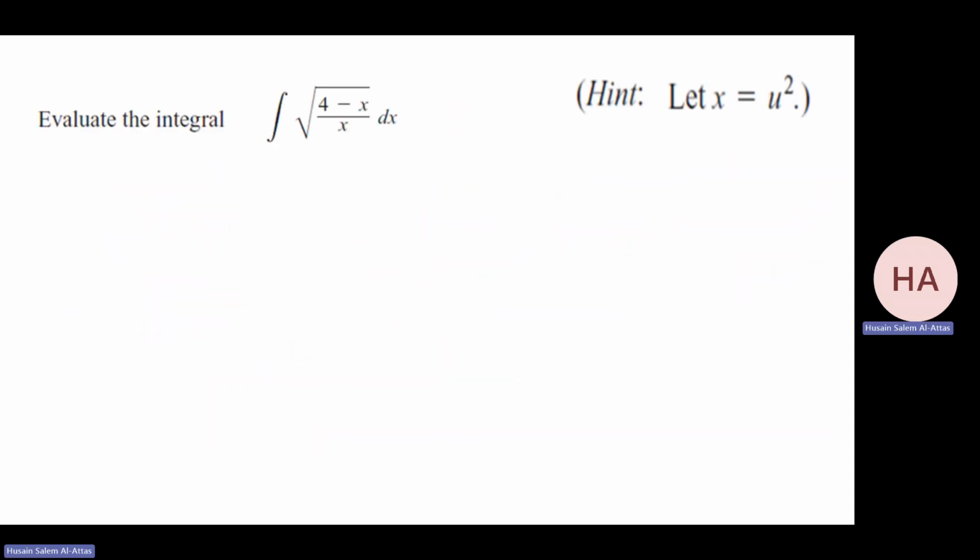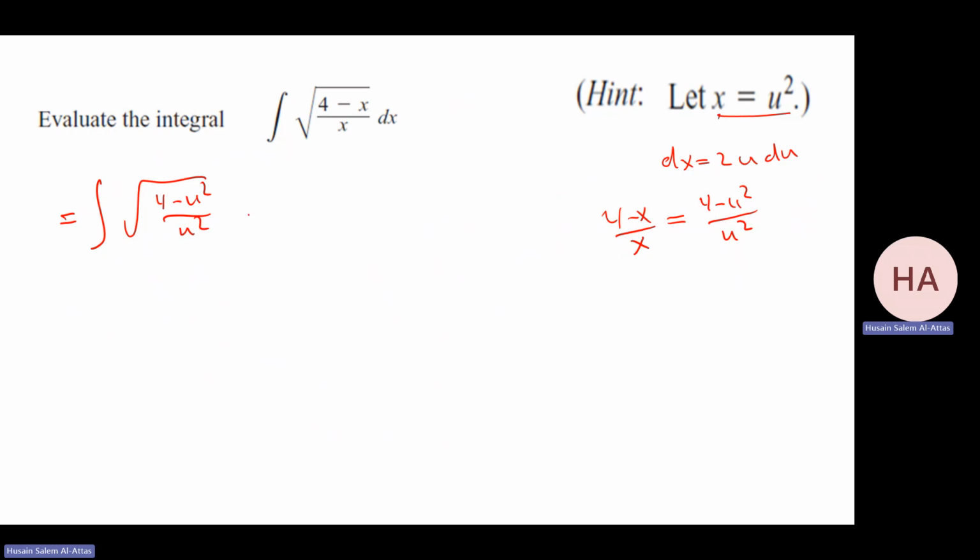Square root 4 minus x over x. He gave me a hint. That's good. X equal u squared. So dx will be 2u du. Let me break the numbers, see what will happen. So 4 minus x over x will be 4 minus u squared over u squared. Okay, plug the things. I have square root 4 minus u squared over u squared. What is dx? 2u du.